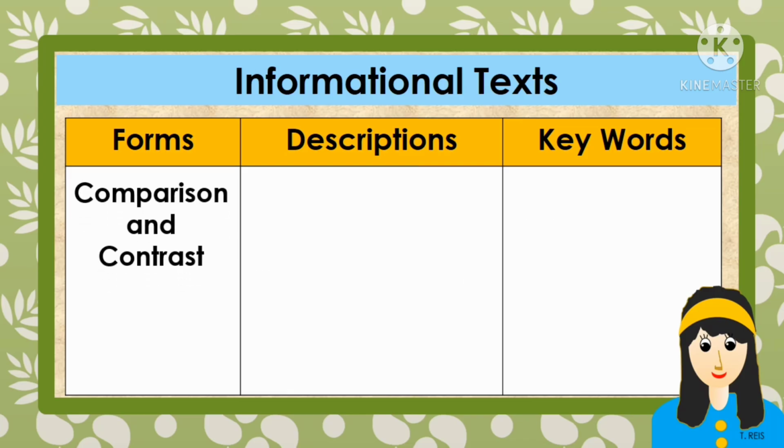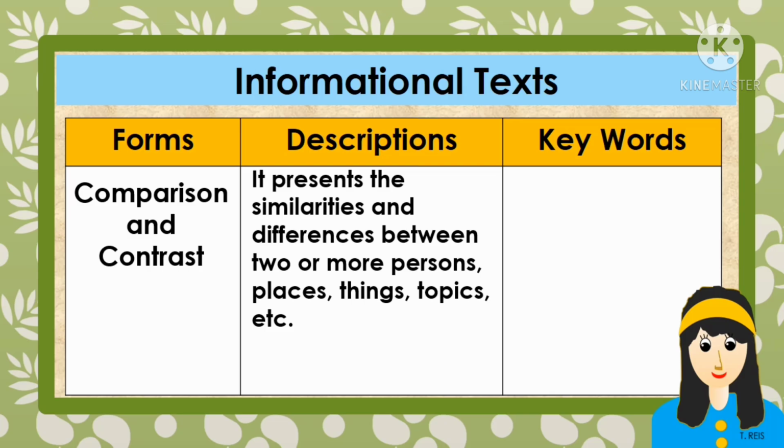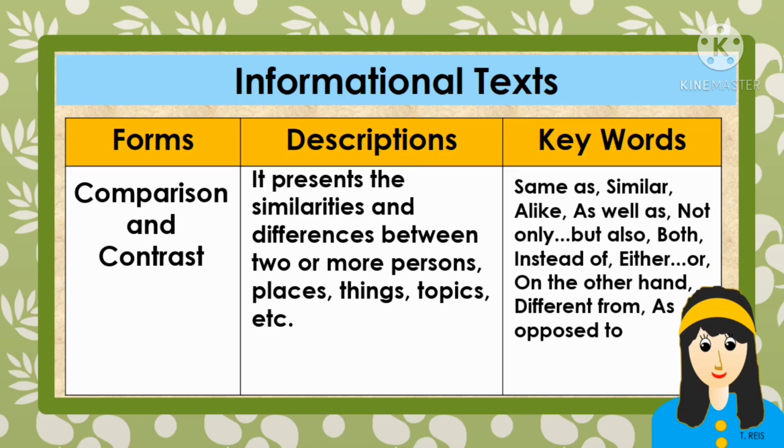Form, comparison and contrast. Let us describe. Comparison and contrast present the similarities and differences between two or more persons, places, things, topics, and etc. And what are the keywords for comparison and contrast? Here are the keywords: same as, similar, alike, as well as, not only, but also, both, instead of, either, or, on the other hand, different from, as opposed to. Those are the keywords for comparison and contrast.